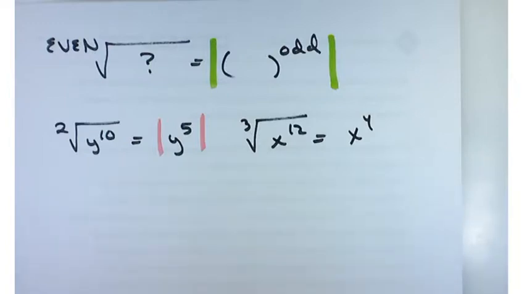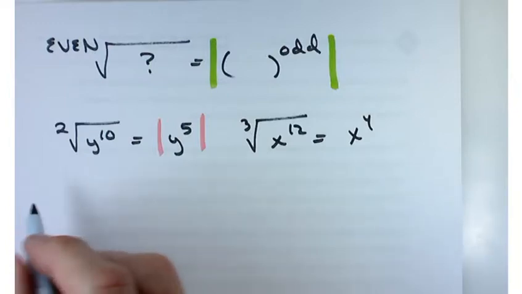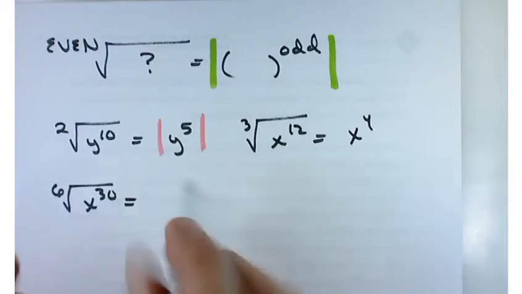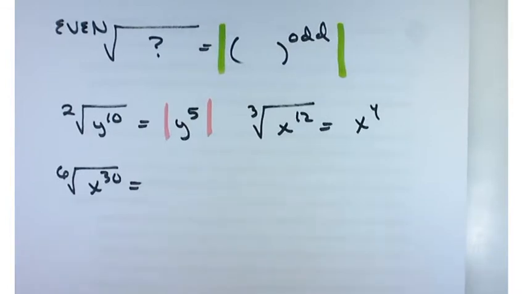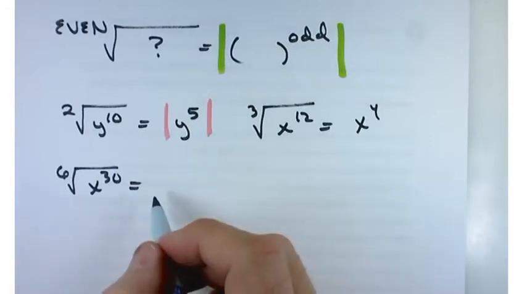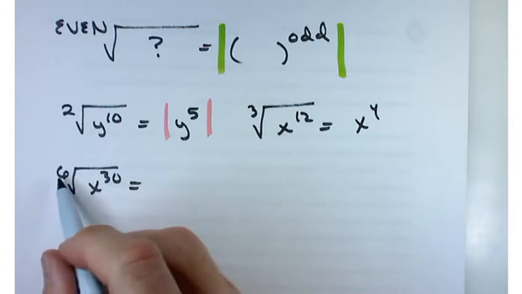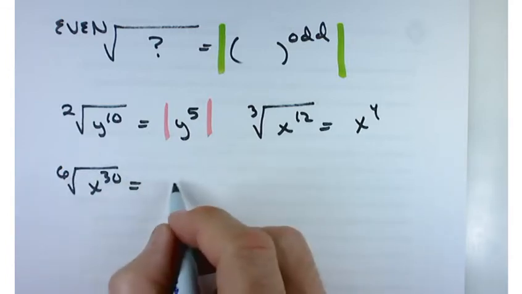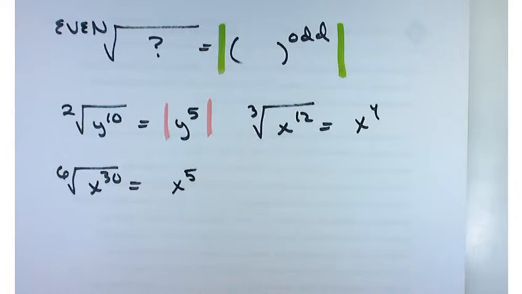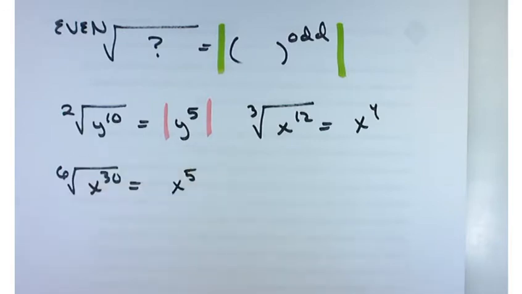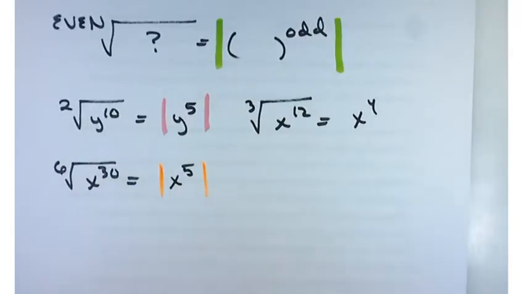Let's try a couple more here. What about the 6th root of x to the 30th power? Apply your rule for exponents. 30 divided by the index of the radical, 30 divided by 6, gives me x to the 5th. Do I need the absolute value around this one? Yes, because I've got an odd exponent and an even index of the radical. So I need it around this one.